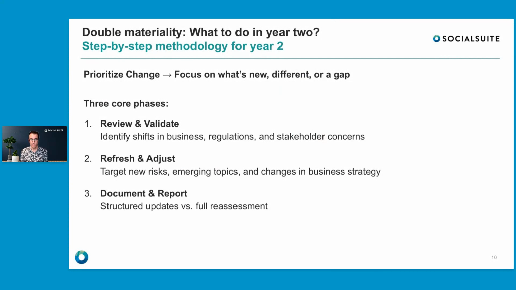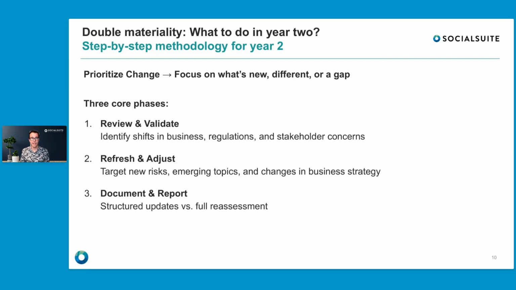And to do that, we're going to create a little bit of structure as well. We're going to look at 3 core phases. The first phase is about reviewing and validating. In that phase, we're going to look at what the shifts in your business are, identifying if there are changes in regulations, stakeholder concern. What is new information that we need to be aware of? Then we'll take that and we'll refresh and adjust. So we'll target some of the new risks we find or emergent topics or new impacts, changes in business strategy. And then finally, we're going to look at how you document and report that. So it's about creating a structured process to do that rather than a full reassessment and an entirely new kind of setup for reporting itself.